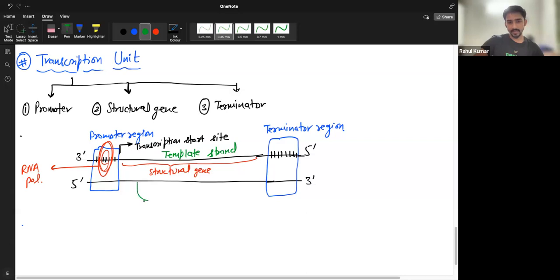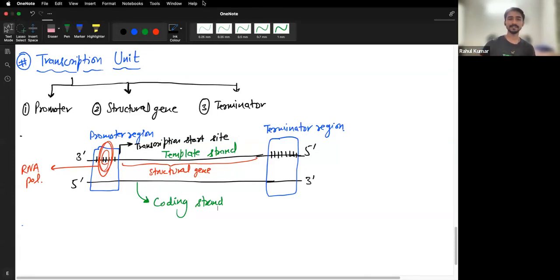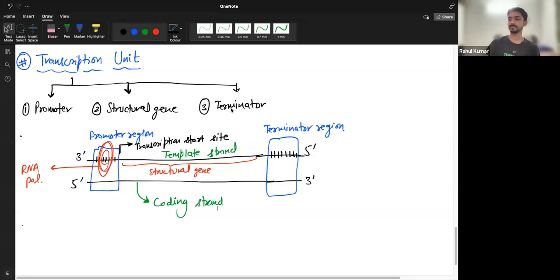Now the other strand, the opposite strand, is called the coding strand. Don't get confused by the name, because this strand does not code. It is not read by the transcription machinery, RNA polymerase. But can you guess why it is called the coding strand then? People? Why is the 5' to 3' strand called the coding strand?